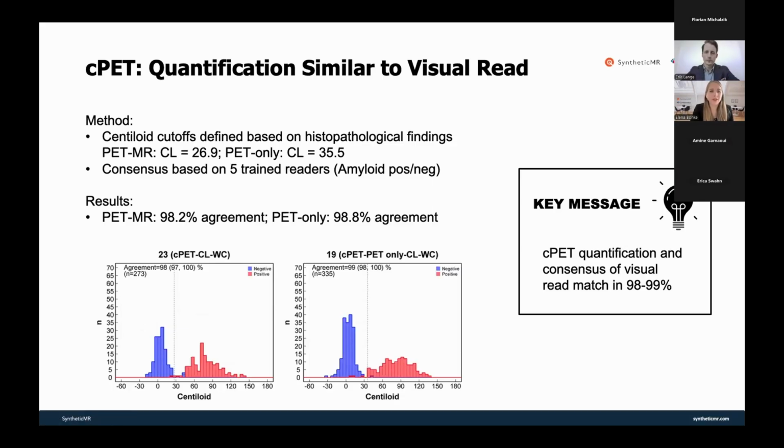One slide about the validation of cPET, because I think this clearly shows how well the automated quantification findings align with the consensus, again, of 5 trained readers. So we were comparing, again, the automated quantification outputs with the visual read, and we can see that both the PET-MR and PET-only pipeline showed around 99% agreement between the visual read and the quantification results, which I think is a very good finding to show that it's really matching between the two.